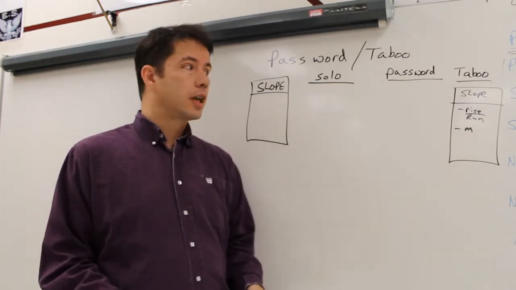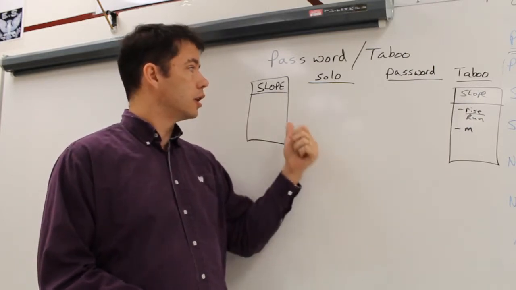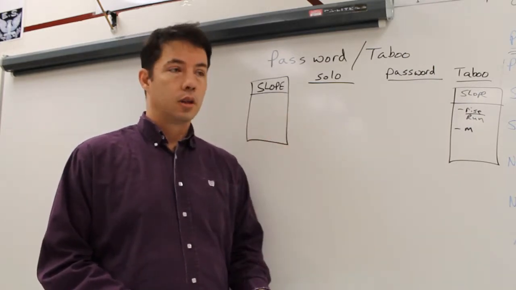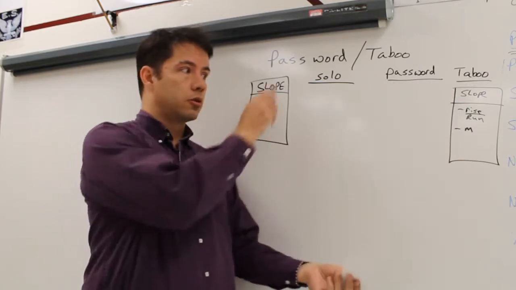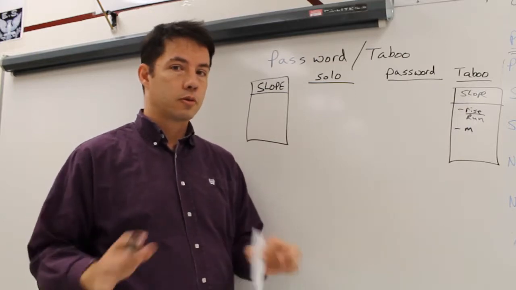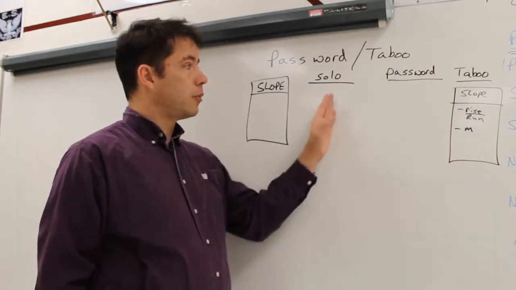All you really need for this game is cards, which you can have the kids make themselves, that have the words on them. You can also just have the kids come up to dry erase boards and you can write the words on dry erase boards. There's all kinds of variations. What they really need is a word. So let's talk about solo.